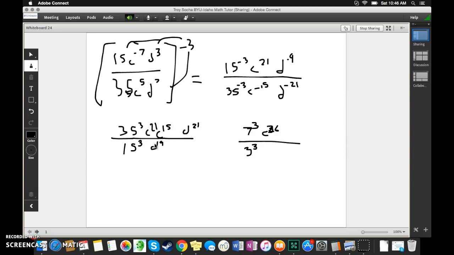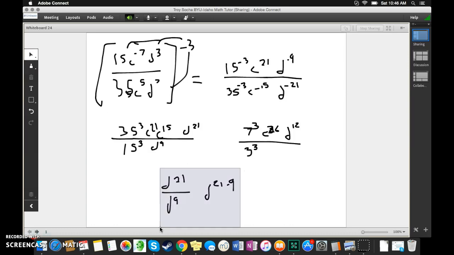Then 21 minus 9. So this one looks like D over 21, D over 9. If you remember, that means it's going to be D to the 21 minus 9, right? Because our division rule states we do that. So then this becomes D to the 12.